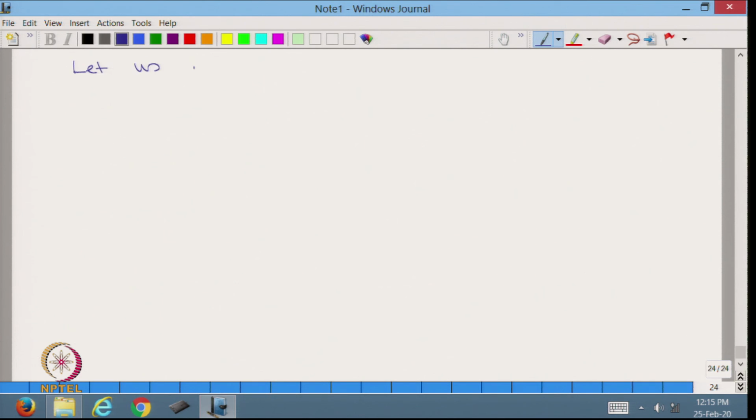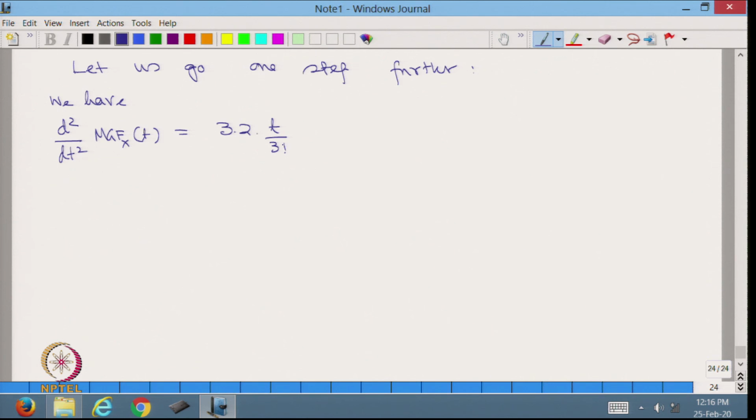Let us go one step further. We have d2/dt2 of the moment generating function of x at t is equal to 3 into 2 into t by factorial 3 expected value of x cube plus 4 into 3 into t square upon factorial 4 expected value of x to the power 4, like that.